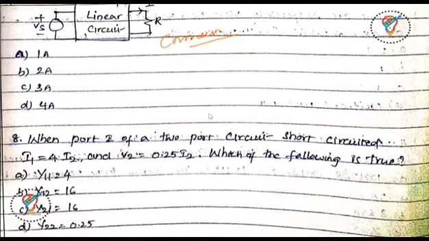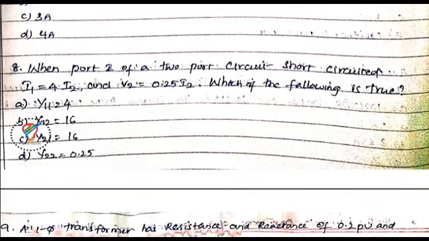Now the next question, which I have collected from the TNEB examination. When port 1 of the 2-port network shown is short circuited, I1 is equal to 4 into I2, V2 is equal to 0.25 into I2. Which of the following is true? I discussed this question in my TNEB video, you can go through that video and judge the answer. The answer for this question is Y12 is 16. Okay, right. Next question.